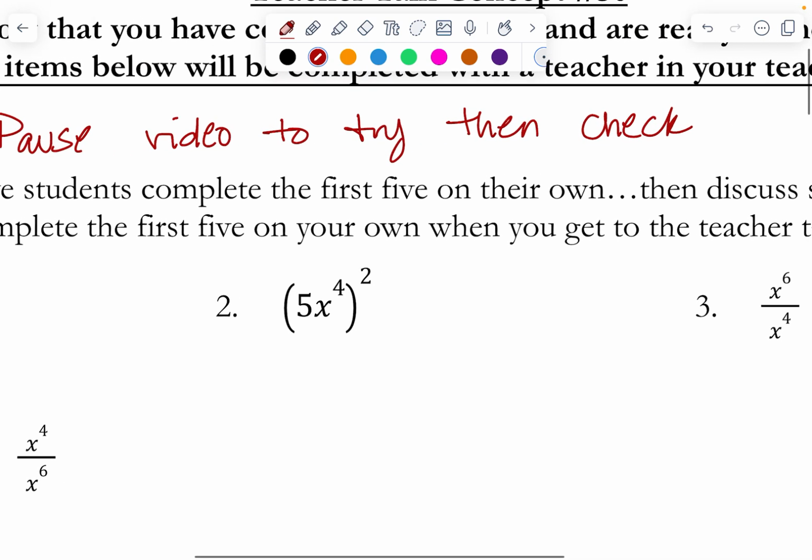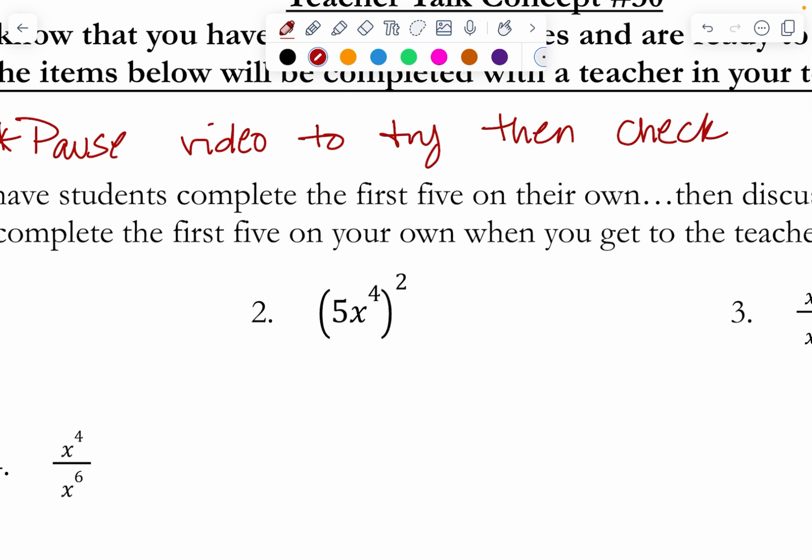Okay. Question 2. When we have parentheses, we are going to use the power rule. Now, when we have a coefficient in front of our variable, it's very important to remember that there is a 1 exponent on that coefficient. This 2 exponent on the outside of our parentheses is what we have to distribute to all exponents inside of the parentheses. And when we do that, we're going to multiply them. So this becomes 5 to the power of 2 times 1 and x to the power of 4 times 2.